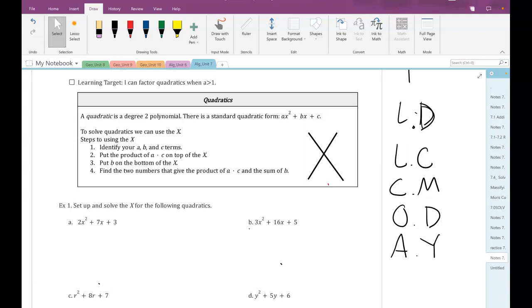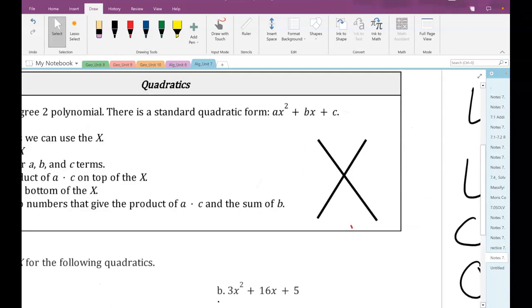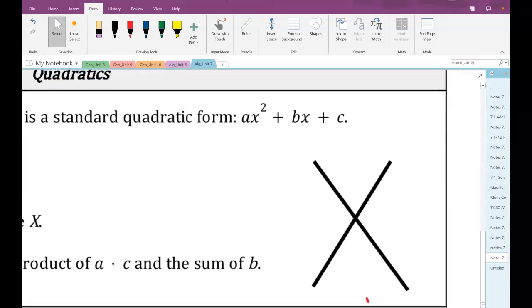So much fun. What we're doing is the same thing as we did yesterday. We're just now focusing on our A term being greater than 1 instead of A being 1. So again, we're using the magic X to fill in our second degree polynomial, which is called a quadratic. We have our standard form of quadratic, ax squared plus bx plus c. What are a, b, and c? What do they stand for? Numbers, yeah. Be any number.